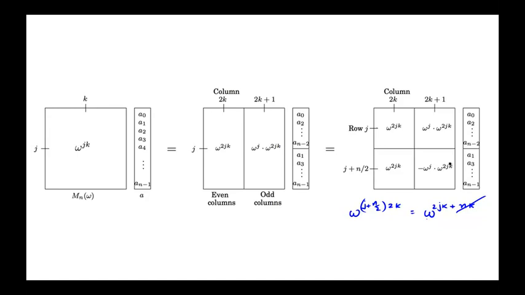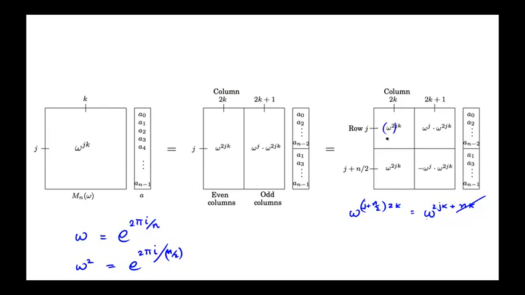Now here's one more important thing to realize. Remember, omega was a primitive nth root of unity. It was e to the 2 pi i over n. Now what's omega squared? Omega squared is an n over 2th root of unity. In fact, it's the primitive n over 2th root of unity. It's e to the 2 pi i divided by n over 2. Right? So if you look at this matrix, it's an n over 2 by n over 2 matrix whose jkth entry is omega squared to the jk.